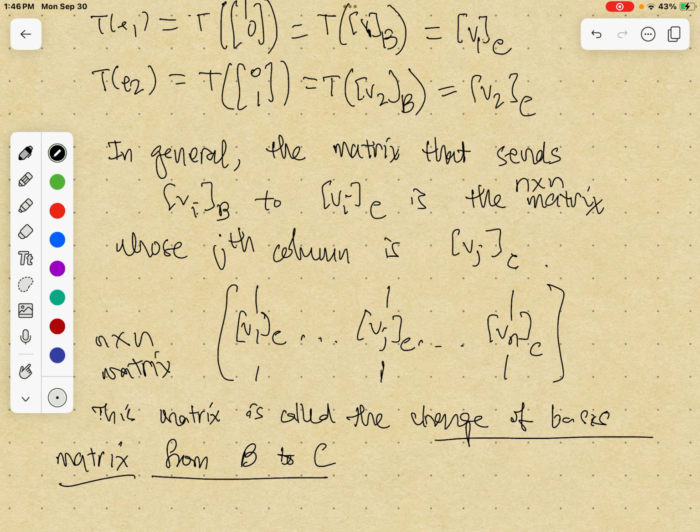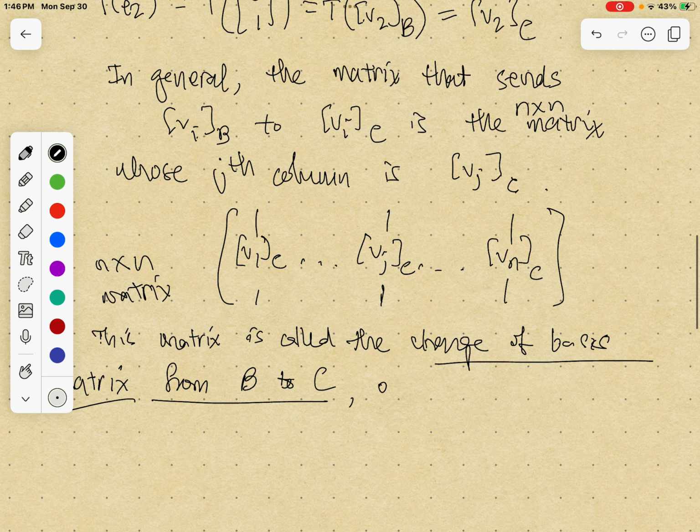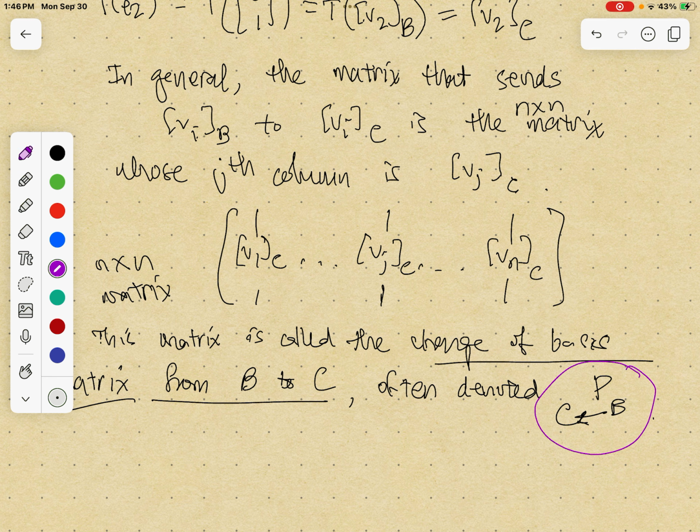Okay, and some notation for this, it's not always, but it's often written like this: P, and then B to C. This notation. Yeah, or the change of basis matrix or change of coordinates matrix.